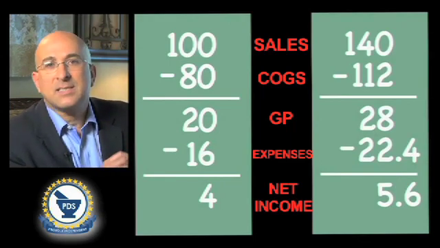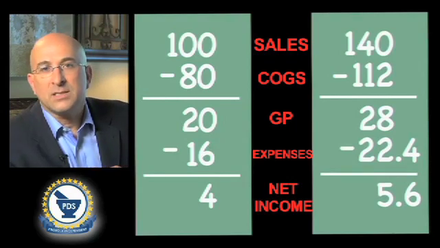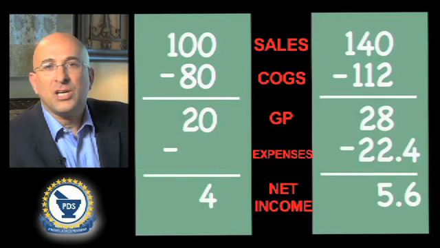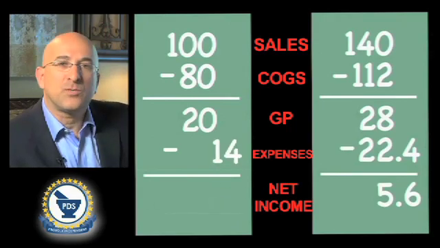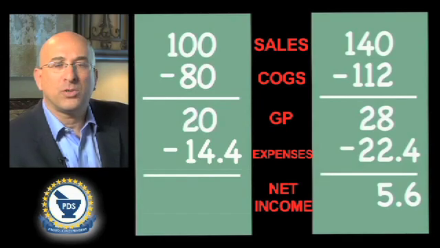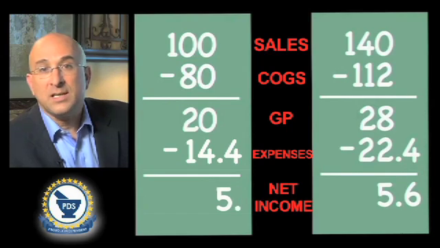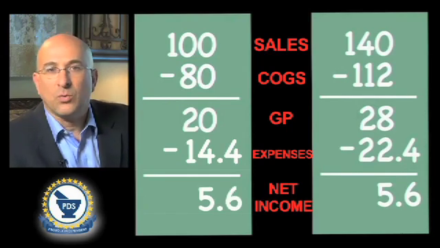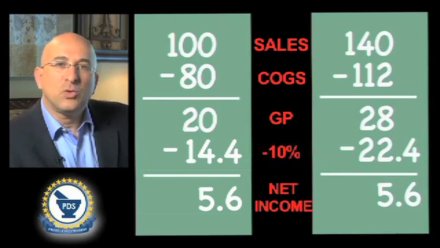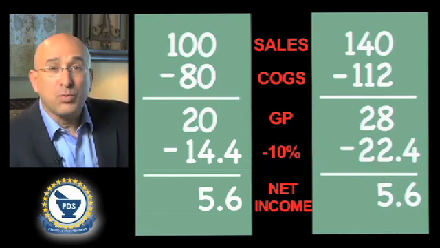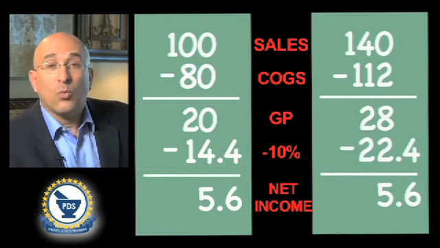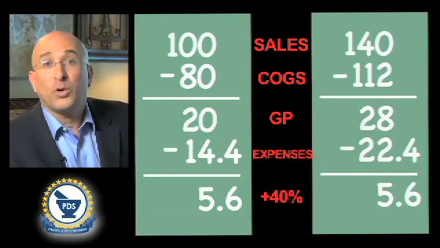Let's take the 16 for expenses. Let's cross it out and change it to 14.4. So we have 20 minus 14.4, so that changes the bottom number now from 4 to 5.6. What did we just do? What we did was we decreased expenses by just 10%, and by doing that, we increased profitability 40%.